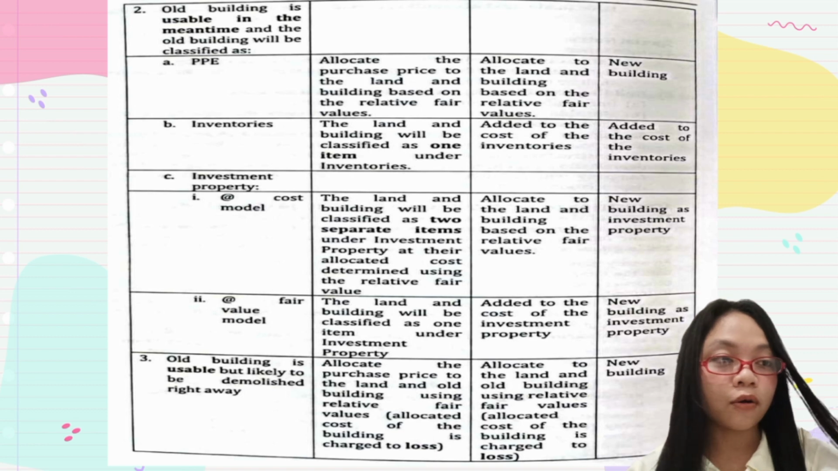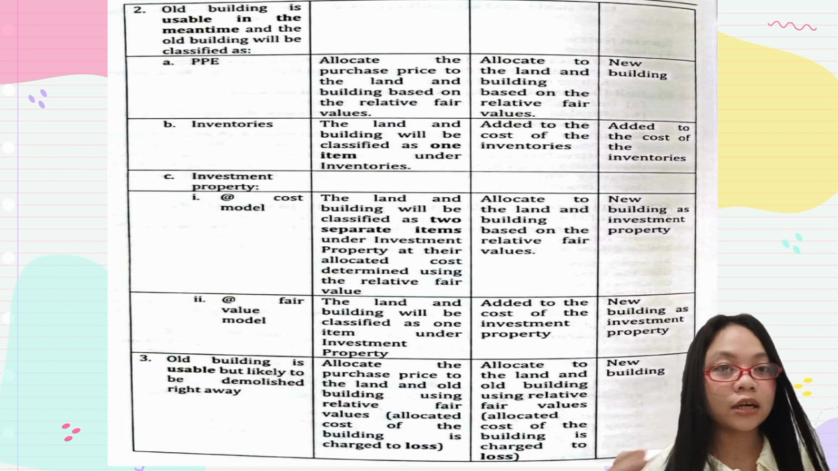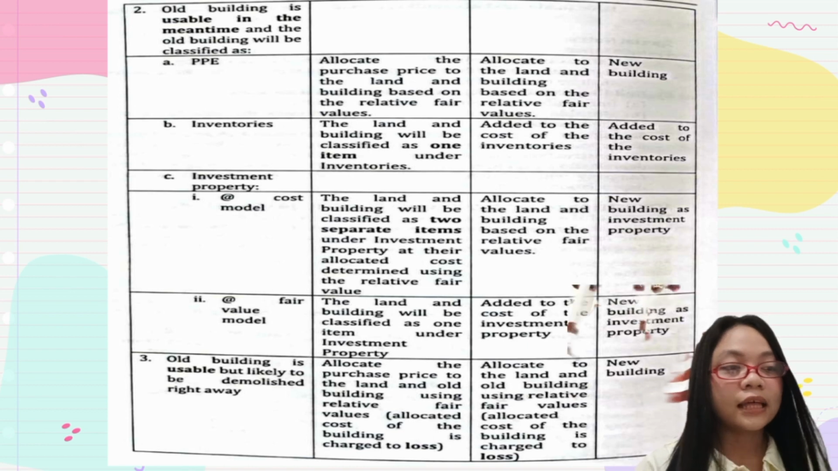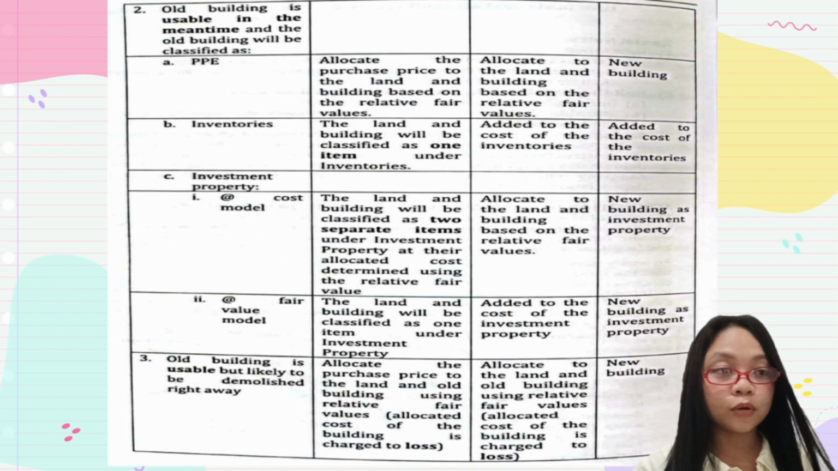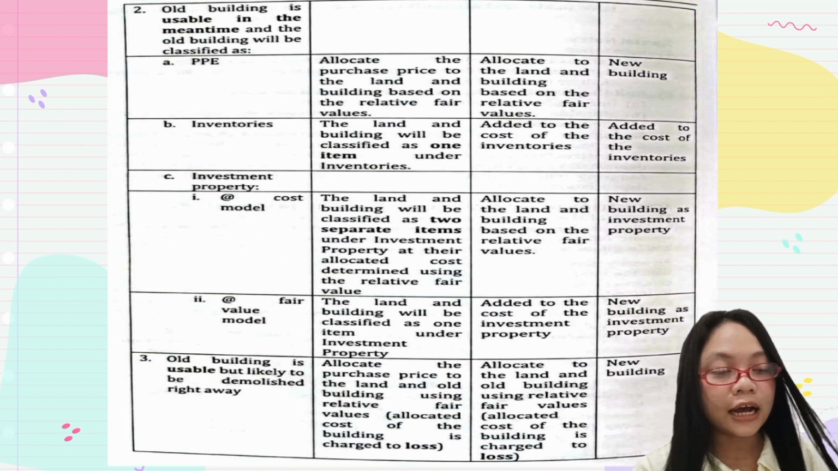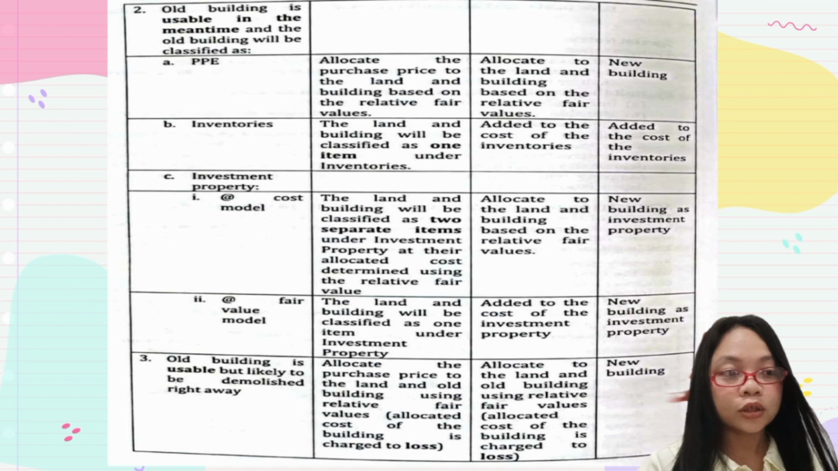For the treatment of other costs, it is similar sa purchase price again, and then we allocate the additional cost between the land and old building, and then katong portion pod sa building will be charged as loss. For the net demolition cost, any cost for demolishing the old building would be considered as part na sa cost of constructing the new building.